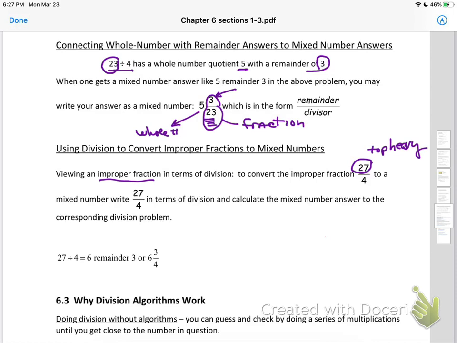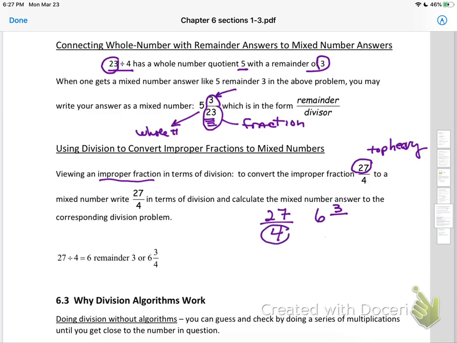Many times they will say, do not leave your answer as an improper fraction. In order to change it into a mixed number, you do division. You say 27 divided by 4, and what do you get? The closest number is 6, right? 6 times 4 is 24, and then you have 3 left over. So you have 3. What's your denominator going to be?